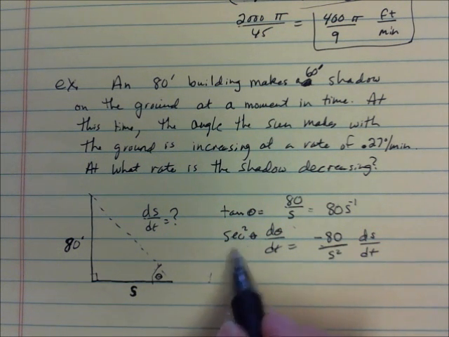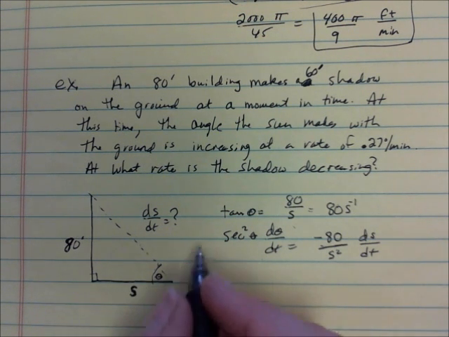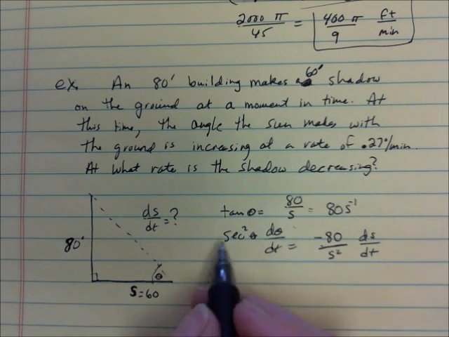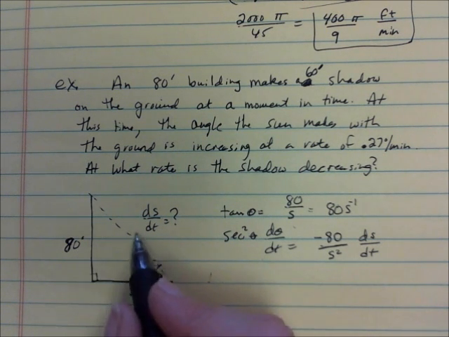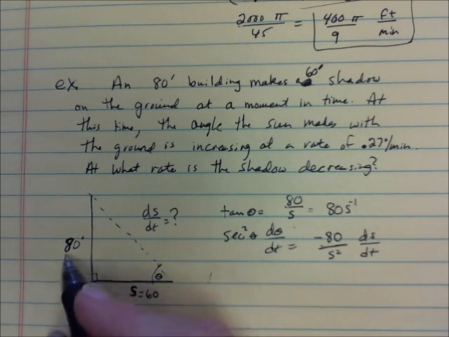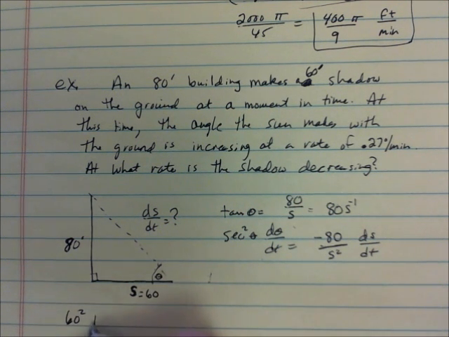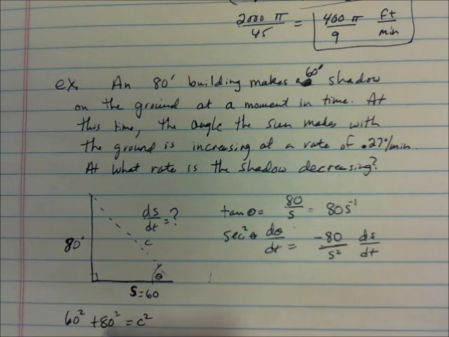Well, the secant squared of theta, we don't know what theta is at this moment, but we could figure it out because now after we've taken the derivative, we can call s 60, and the secant is the hypotenuse over adjacent, the secant of this angle. We don't know the hypotenuse, but we can see that 60 squared plus 80 squared by the Pythagorean theorem is equal to c squared. If we do our math, we can see that c is equal to 100.